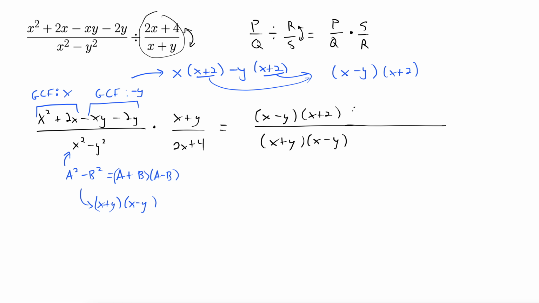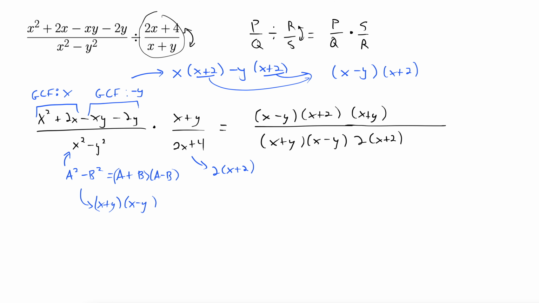So then we just add in our x plus y, and oh look, we can factor a 2 out of this one, right? Let's get a 2 out of there, and we're left with just x plus 2. So okay, let's do that. A 2 comes out, and we have our x plus 2.